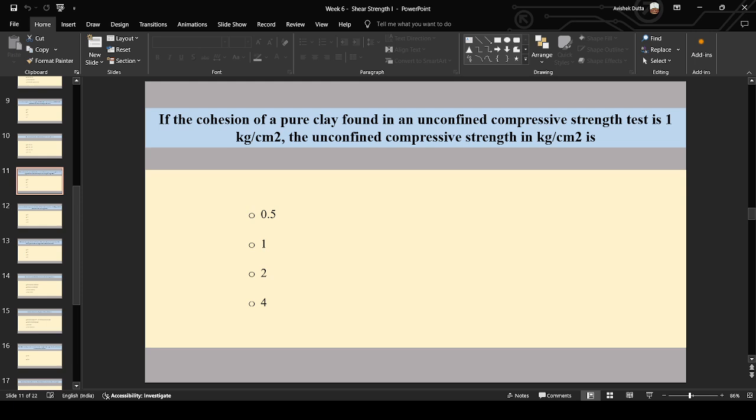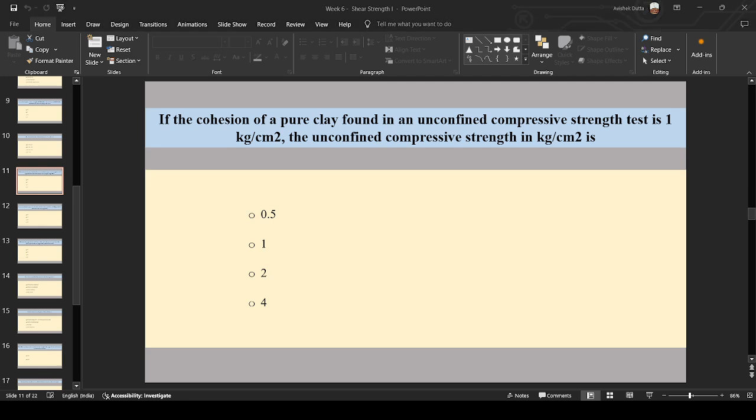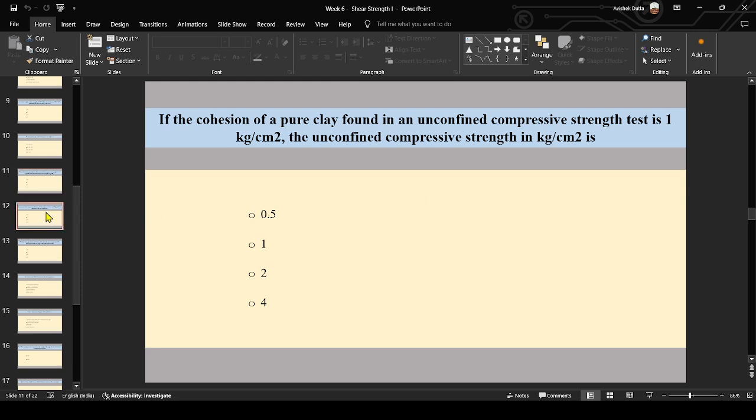I'll repeat the question. If the cohesion of a pure clay found in an unconfined compressive strength test is 1 kg per centimeter square, the unconfined compressive strength in kg per centimeter square is. Your options are 0.5, 1, 2 or 4. Next question.